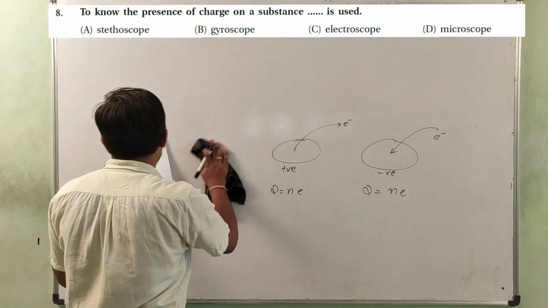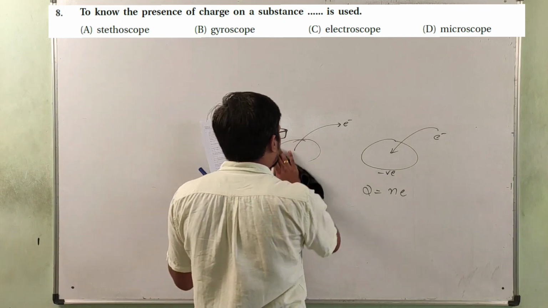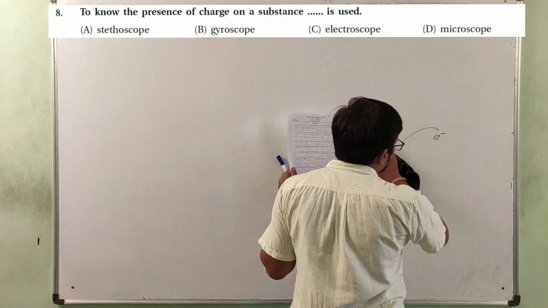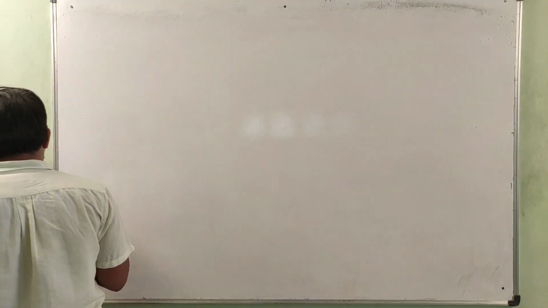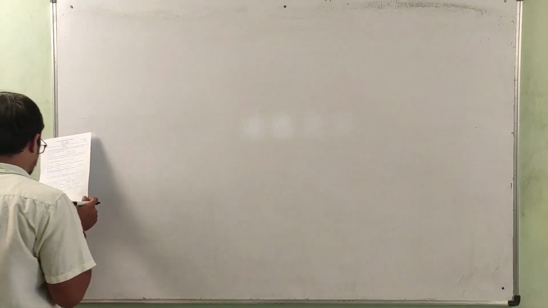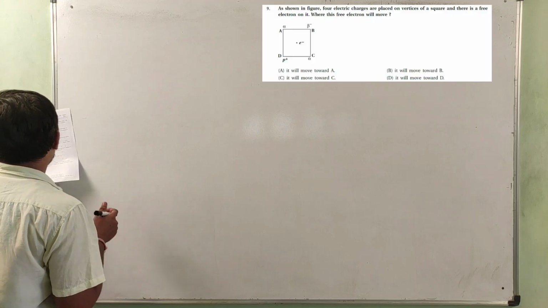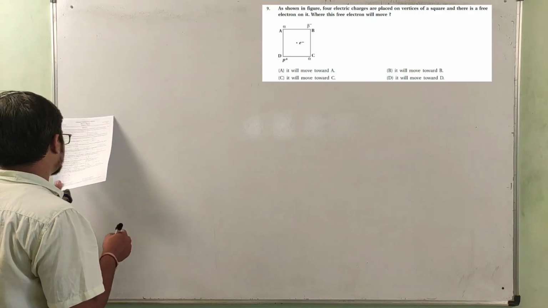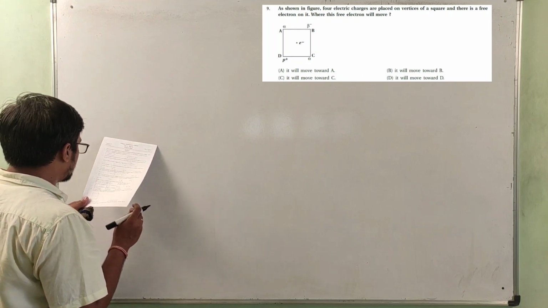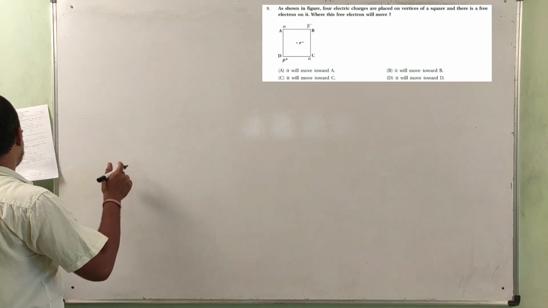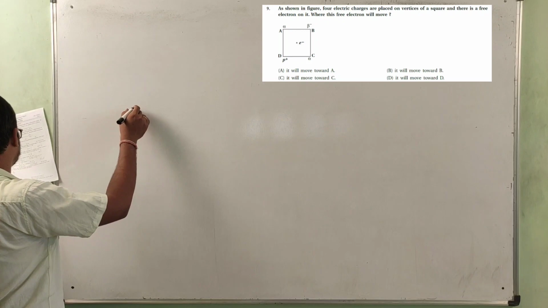8th question. To know the presence of charge on a substance, the electroscope is the device used to check the presence of charge on any substance. So electroscope is the answer. 9th. As shown in the figure, 4 electric charges are placed on the vertices of a square and there is a free electron on it. Where will this free electron move?